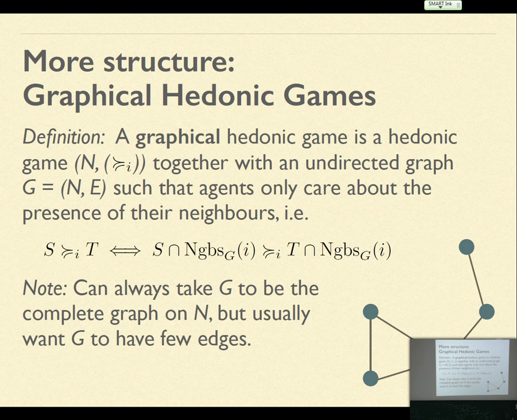So here would be a formal definition. A graphical hedonic game is just a hedonic game plus a graph with the vertices being the agents, so that agents only care whether their neighbors are in their coalition, whether they are together with their neighbors. So formally, some coalition S is better than T exactly if just the neighbors that are in S, neighbors in this graph, are better than the neighbors that are in T.